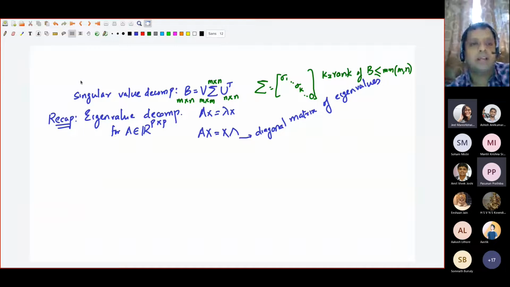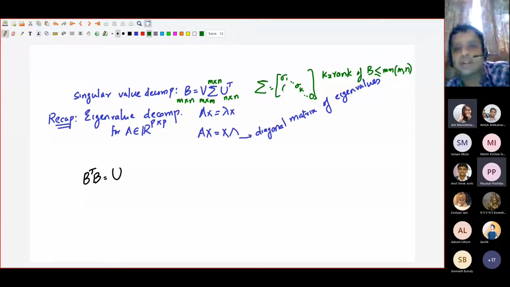So let's look at now the eigenvalue decomposition corresponding to B transpose B. What is the expression for B transpose B? You'll basically get U sigma transpose, which is sigma. It's a symmetric diagonal matrix. Sigma is diagonal.